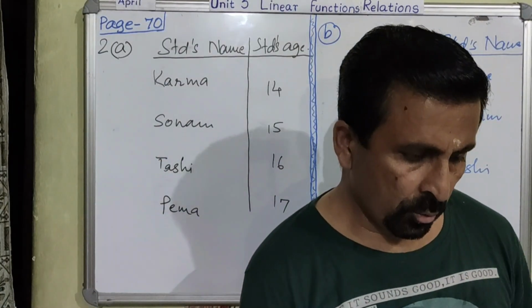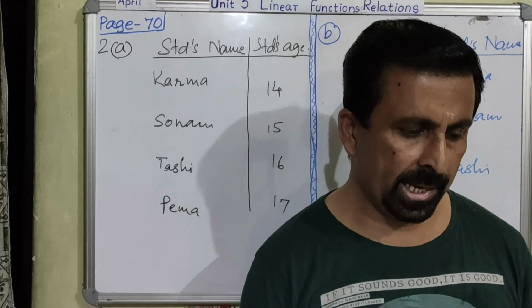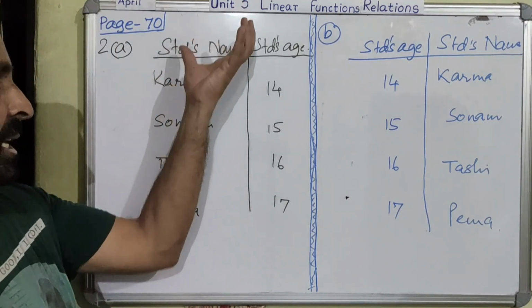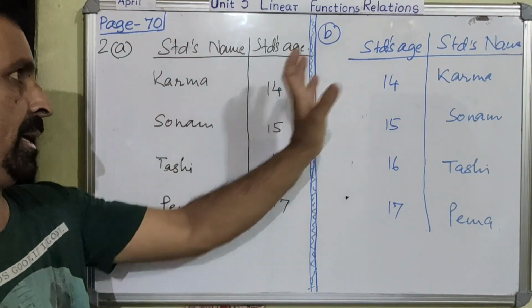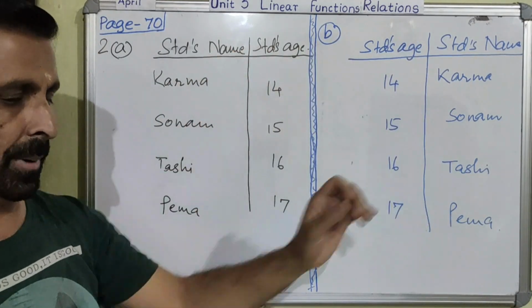After this we will move on to question number 2. Alright, now we are moving on to question number 2. There are 2 parts, A and B, and we are taking them together. This is the question 2 A part, and this is the B part.